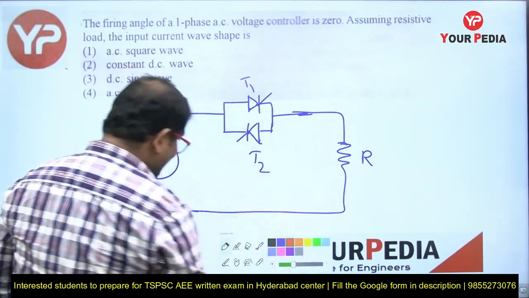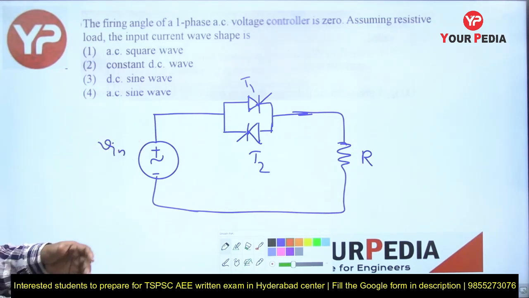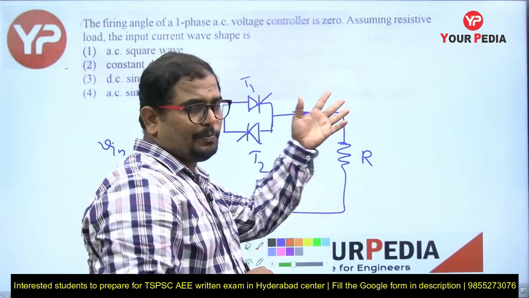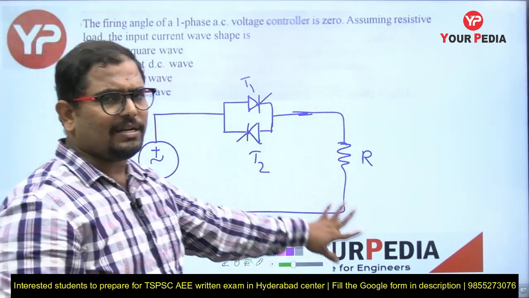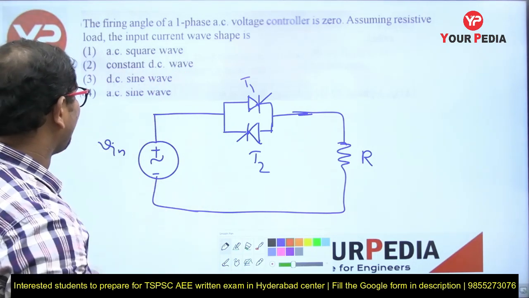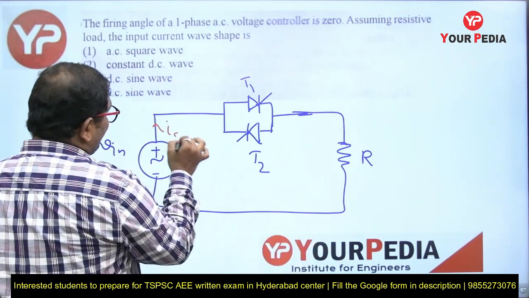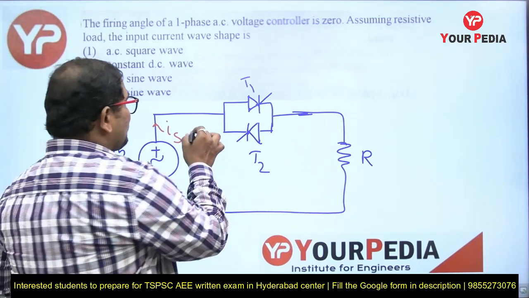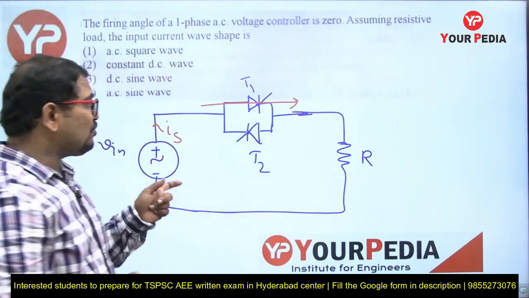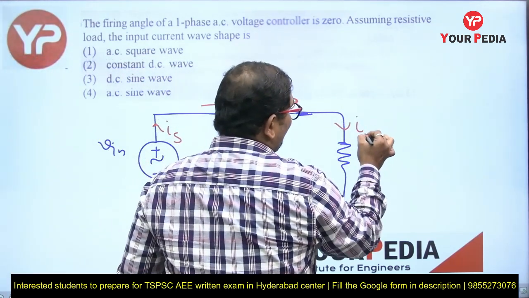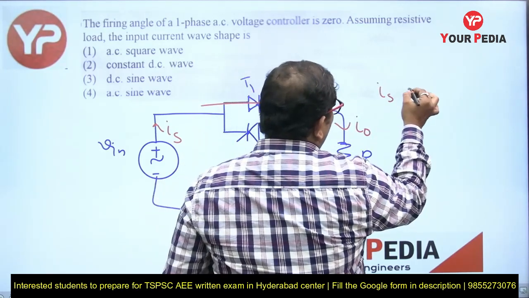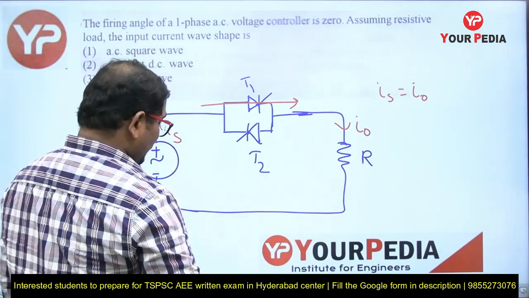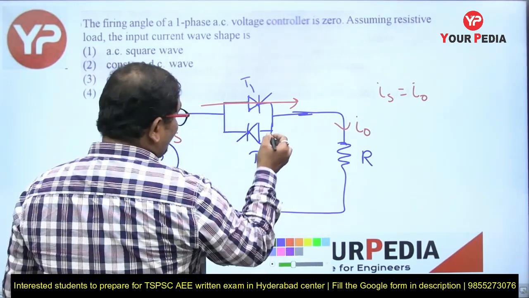Now, what is the question he has asked? This is the basic circuit of your AC voltage controller with a resistive load. So you can replace it with a generalized load, but here it is especially mentioned as resistive, just take resistive only. Now, input current wave shape. So this is the source current. Now, see here, if T1 is turned on, how are the source current and load current? Source current and load current both are the same. Source current is equal to load current if T1 is turned on. Yes or not? If T2 is turned on, how are the source current and load current?